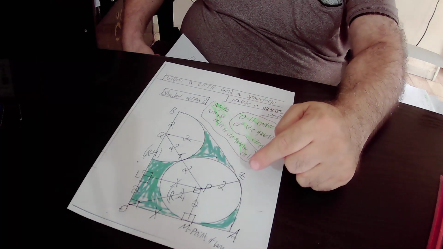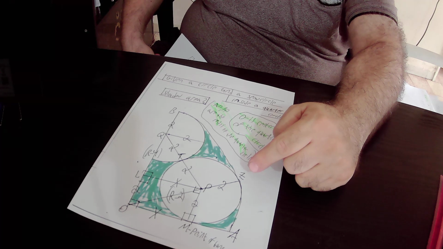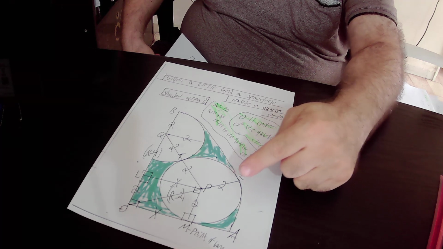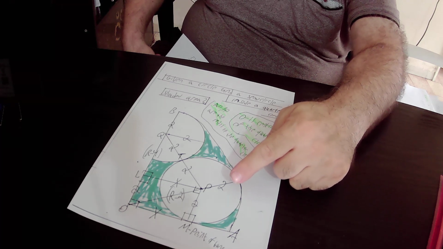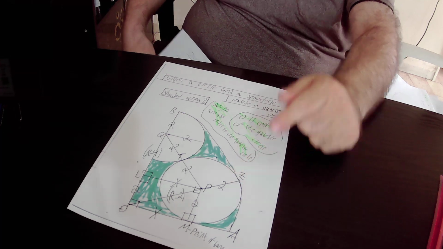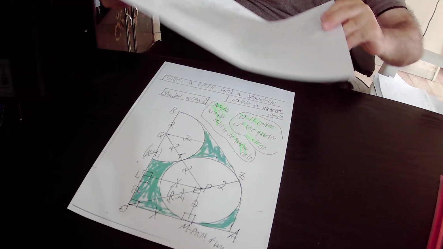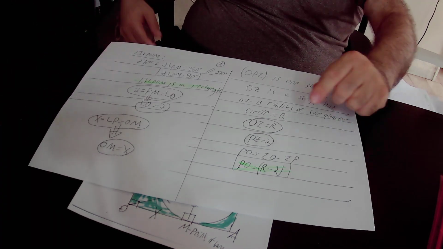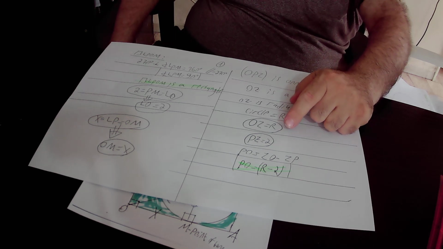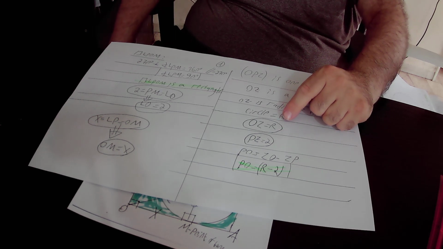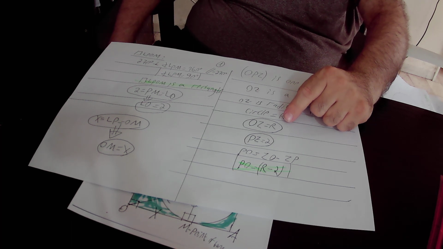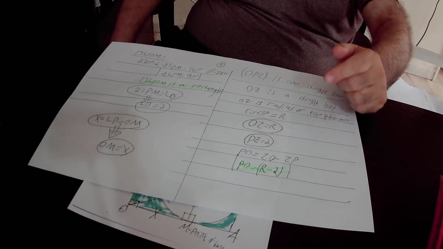Z is the point of the circle itself. That is to say, PZ is the radius of the circle that is equal to 2 units according to what is given in the question. So in conclusion, we found out that PZ equals 2 units, and OZ, that is the radius of the quarter circle, is equal to capital R according to our definition.